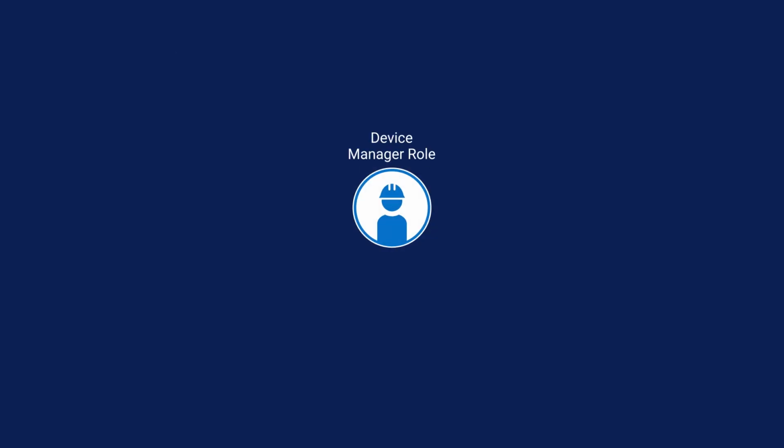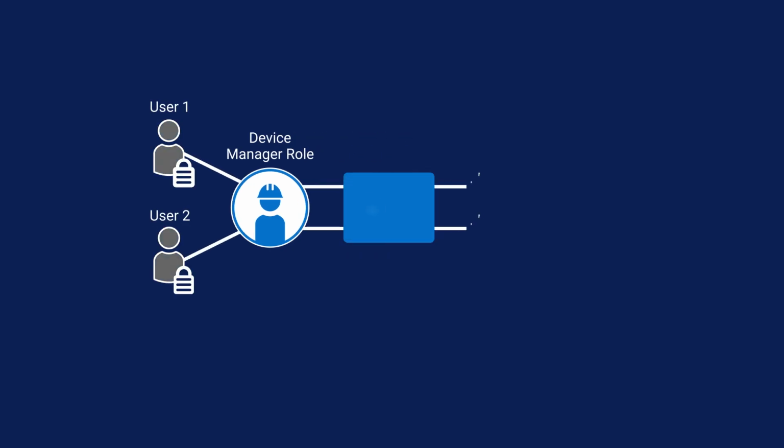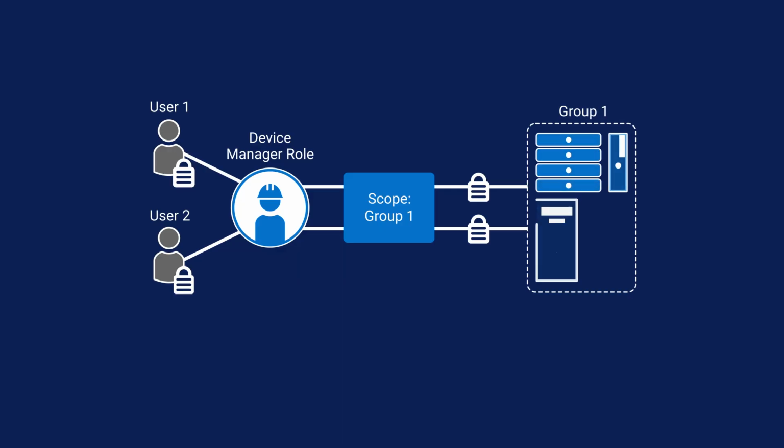SBAC also ensures isolation. Even if 2 users share the same scope, they can't see each other's templates, baselines, or profiles. So, User 1 and User 2 might both manage devices in Group 1, but their configuration assets remain private. This keeps your environment secure and prevents accidental changes.